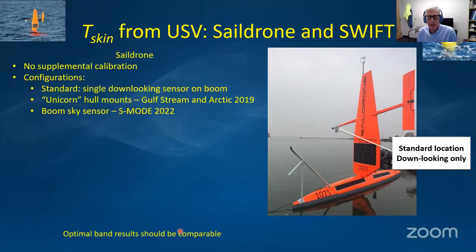We've looked into this for both on the Saildrone and on the Swift buoys. I wanted to focus on the Saildrone here today. The Saildrone standard configuration has a single down-looking radiometer on it. It does not have a sky measurement radiometer, so you can't correct for the sky reflection under the normal circumstance of deployment. And in general, there's no supplemental calibration on these deployments. They're just the radiometer, so you have to rely on the stability and laboratory calibration.